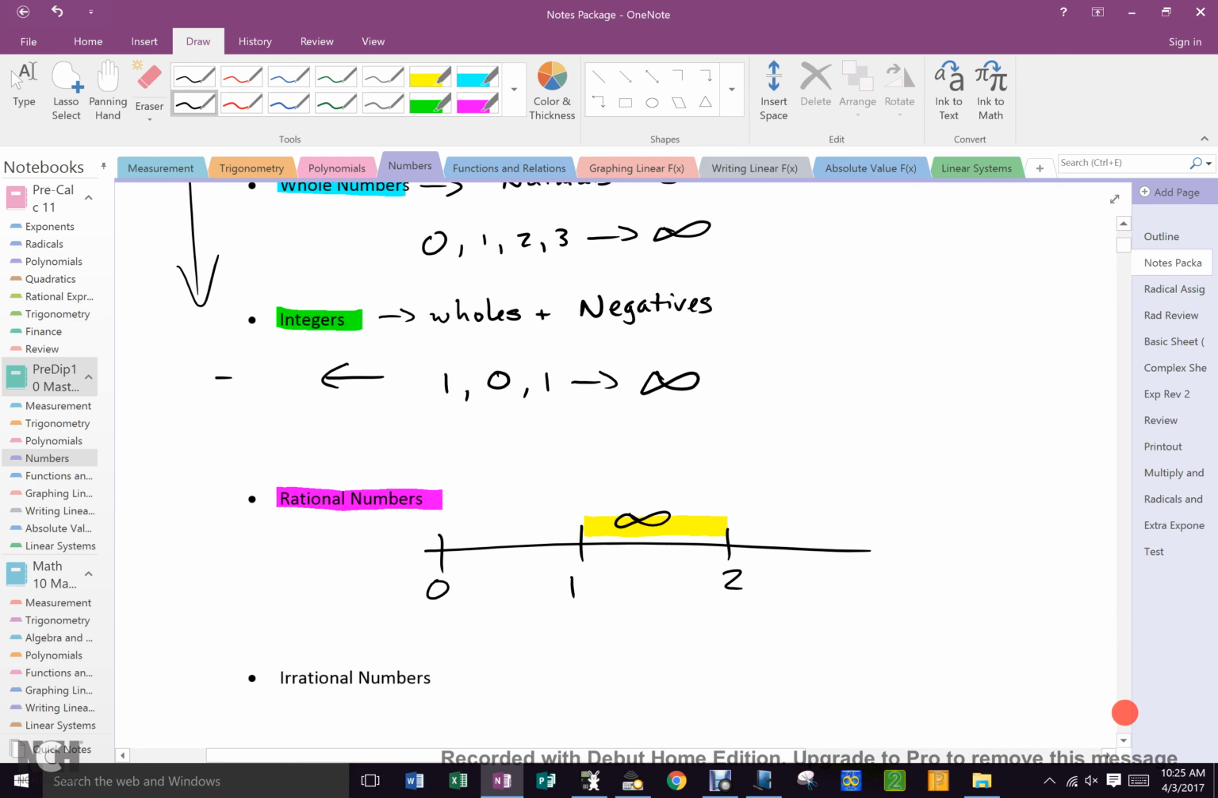So rational numbers, these guys, you know them as fractions. But they're actually so much more rich than that. Here is the real math definition of them.